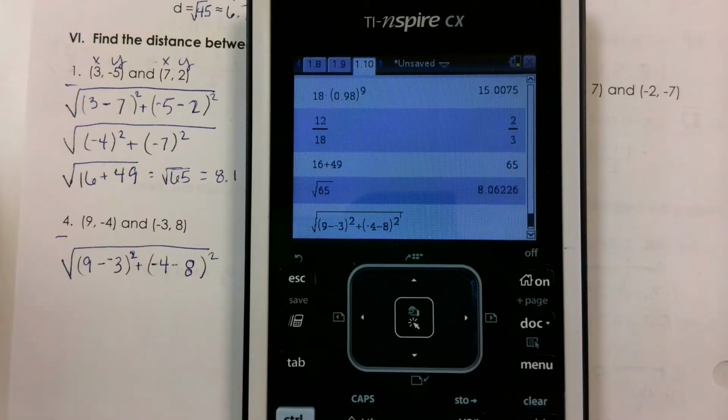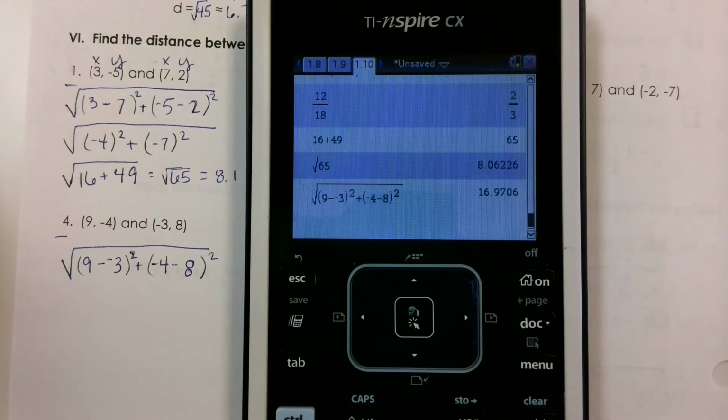Wait, minus 8 or plus 8? Minus 8. -4 minus 8. We all right? Yeah. Okay, so hit enter. Done. So we could say 16.97, so you could say about 17. Let's go 16.97 because I don't want to say the whole number 17 because that's not quite accurate.